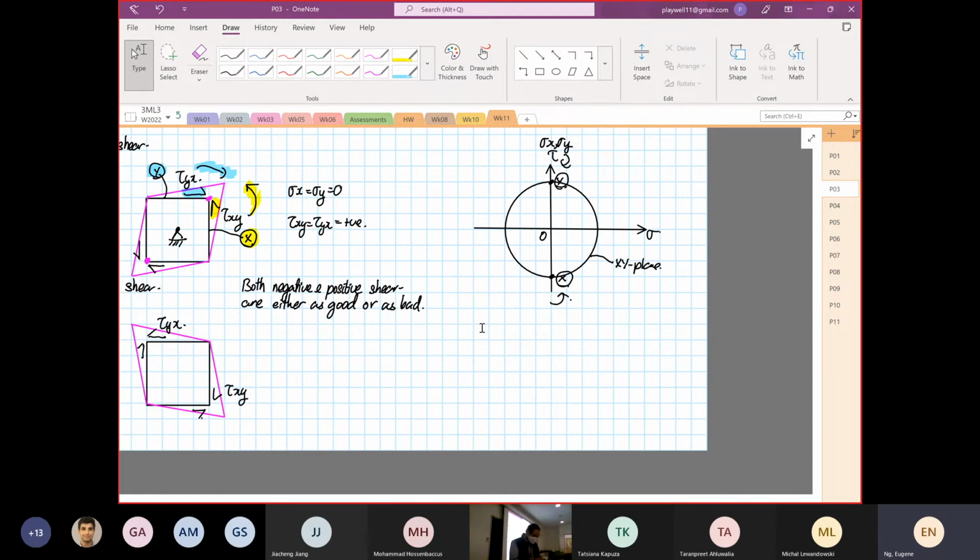Let's do the one below. This is our point X, and this is our point Y. Okay, let's do this again. So if we do that, this is our stress, normal stress, and this is our shearing stress.